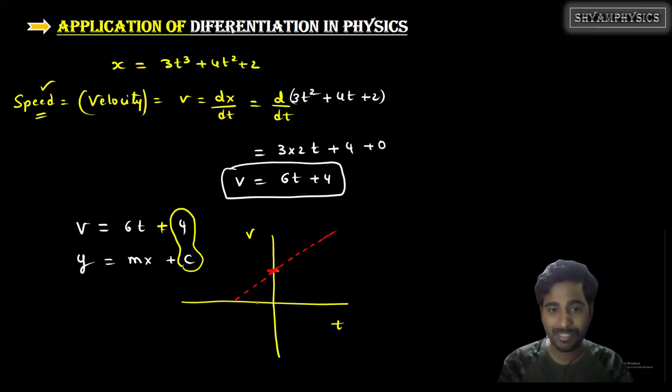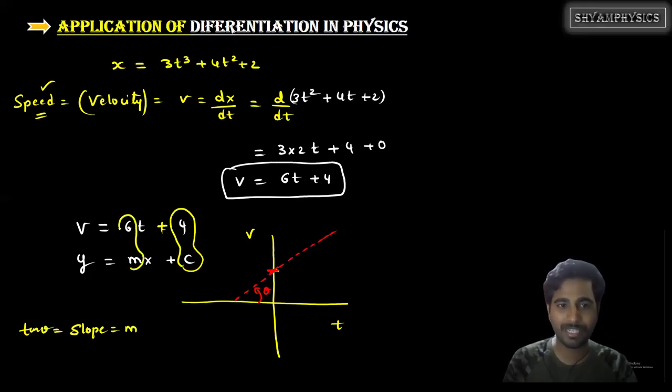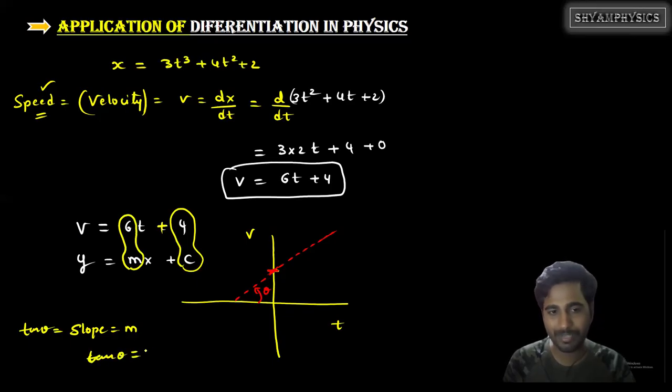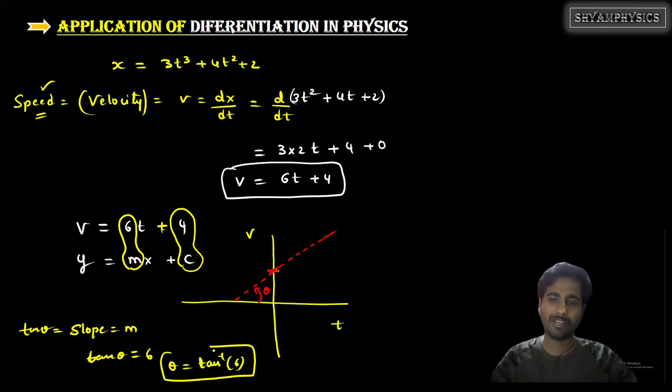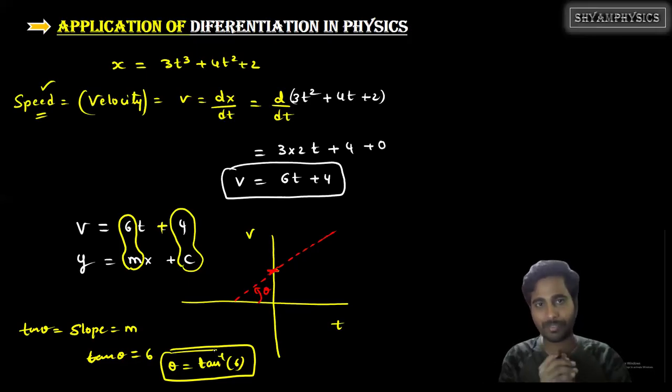If they ask, what is this angle theta? It is very simple. Angle is calculated by slope. Correct my point? Slope is equal to m, that is nothing but tan theta. Now tell me, what is the m value here? It is 6. So tan theta is equal to 6, or theta is equal to tan inverse of 6. Look, each and every way we can connect mathematics along with physics. This is the best example which I took here.